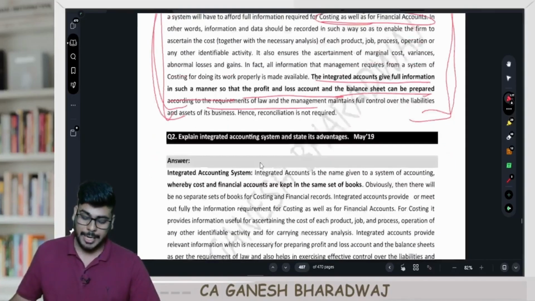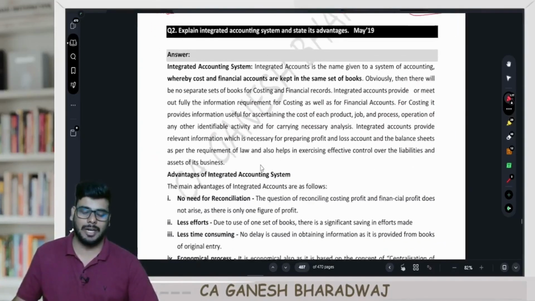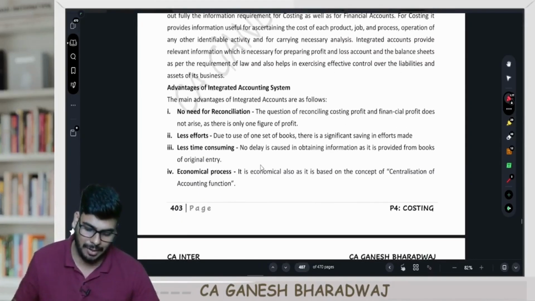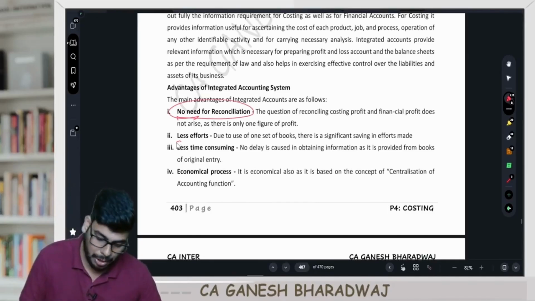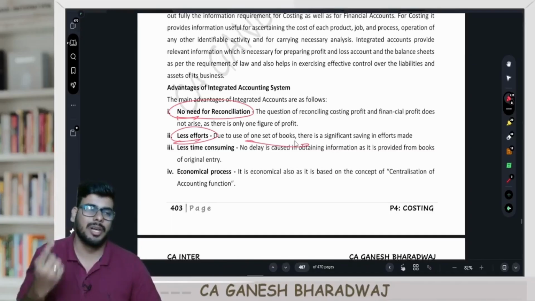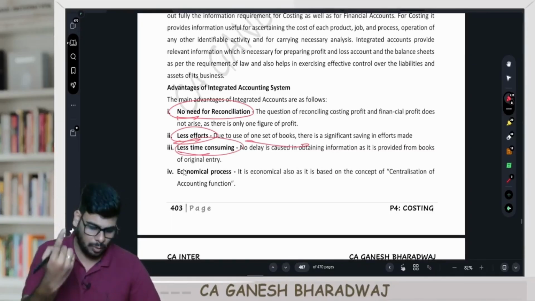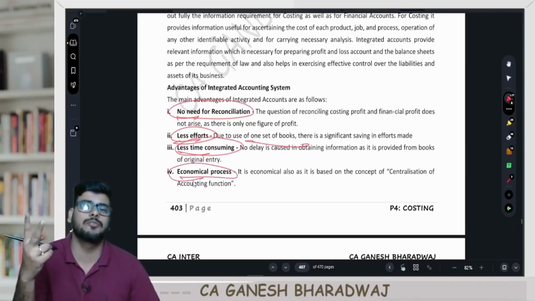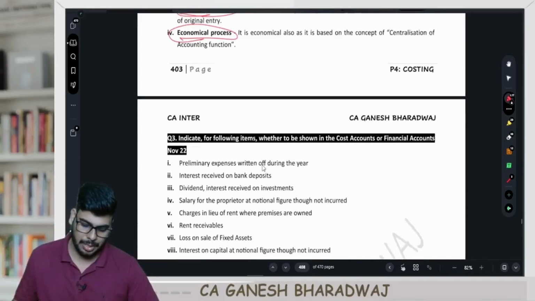Next. Explain the integrated system of accounting and state its advantages. So integrated system means what? So cost ledgers and financial ledgers are maintained in interlocked fashion. Advantages. Number one, no need for RECO, right? Number two, less efforts. Why? Only one set of books. Then less time consuming. Reason, again the same thing, only one set of books. It is an economical process. Why? Only one team is required. I need not have two separate teams. Relatively, it's cheaper for me. Guys, clear with this, right?